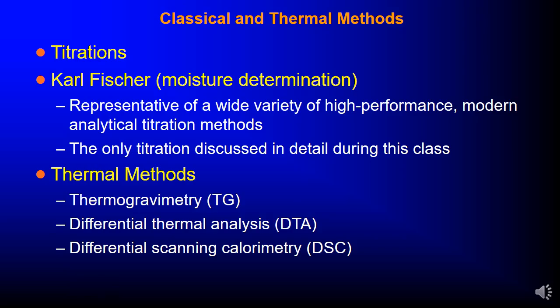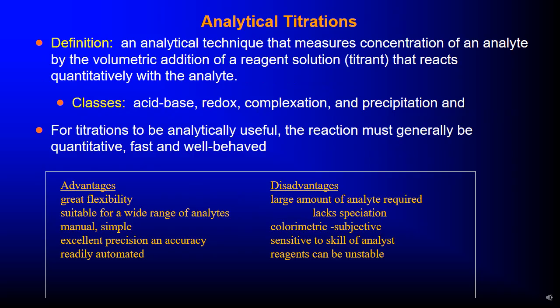We are going to look at titrations. Majorly we are going to discuss Karl Fischer titration, a method for determining moisture content, representative of a wide variety of high performance modern analytical titration methods, and this is the one that we are going to talk about in this lecture. So thermal methods include thermogravimetry, differential thermal analysis, differential scanning calorimetry. Analytical titrations.